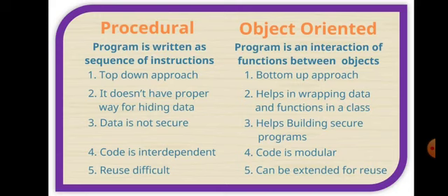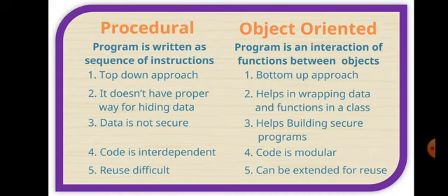Number four, code is interdependent. What is the meaning of inter? Inter means many. Dependent means it is reliable on a particular object. So coding is interdependent. It will depend. Number five, reusability is difficult. It cannot reuse anything because the approach is top down. So one at a time it can read. So reusability is not possible in procedural language.